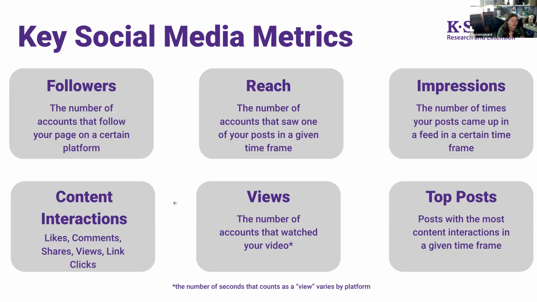All right, moving on, content interactions. This is just how many times somebody interacted with your post. So it includes likes, comments, shares. If it's a video, it'll count how many times people viewed your video, link clicks. And again, one person can account for multiple content interactions. So if one person liked your post, commented twice, and shared it with 5 friends, that would be 8 interactions just from that one person.